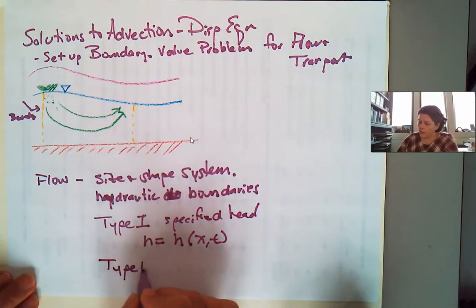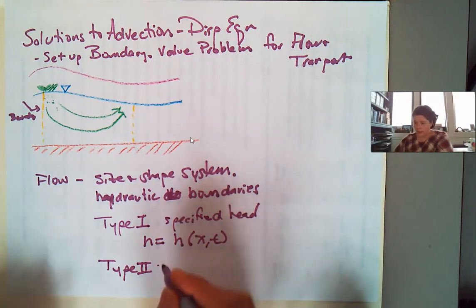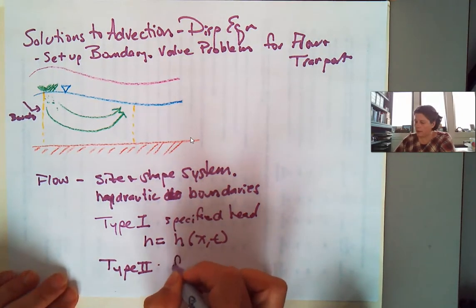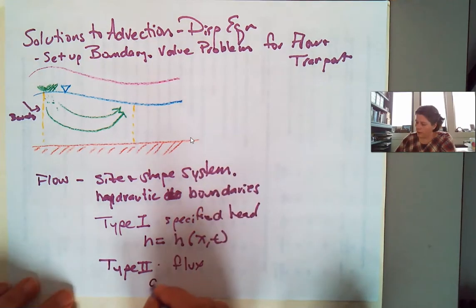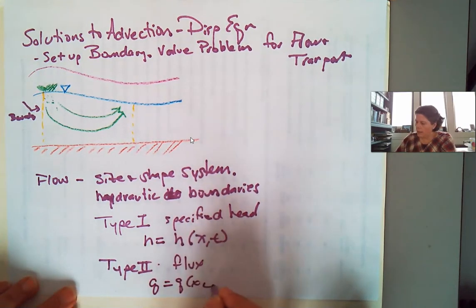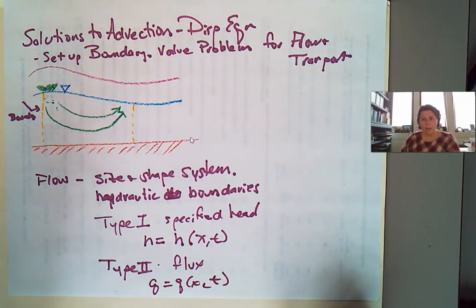And type 2 boundaries are where we know what the specific flux is. A flux is how much is moving over a cross-sectional area. So here we have a flux, and we know the specific flux that's occurring here. So we have Q equals Q at any location at any time. We know what that is. This is like recharge at the boundary conditions inside of there.